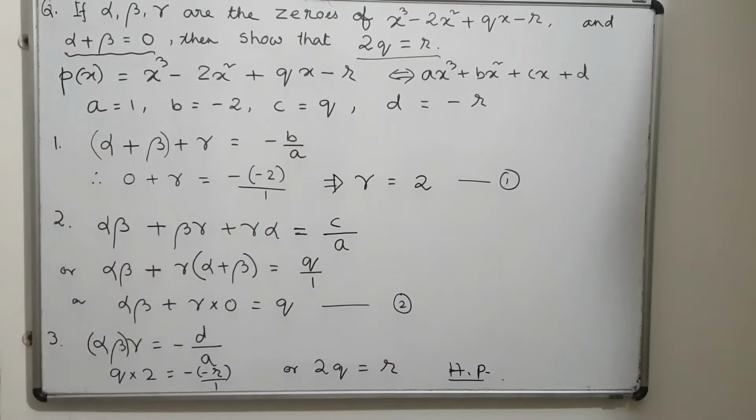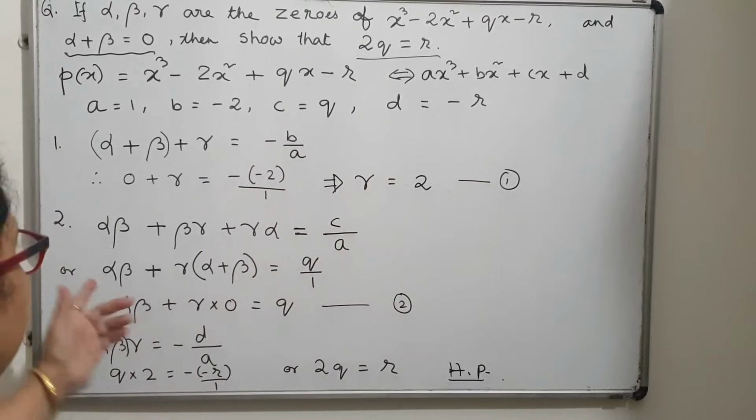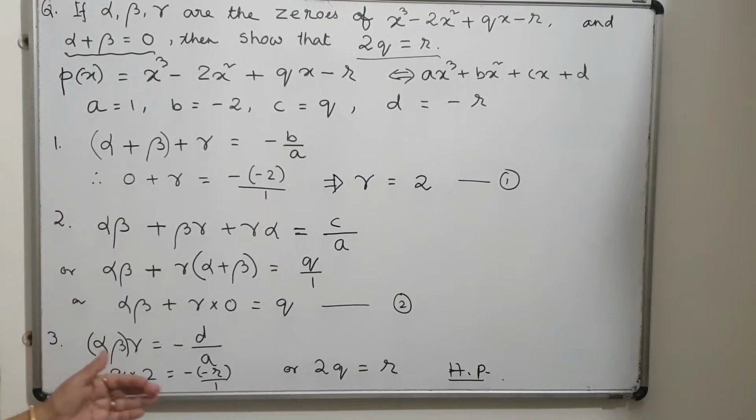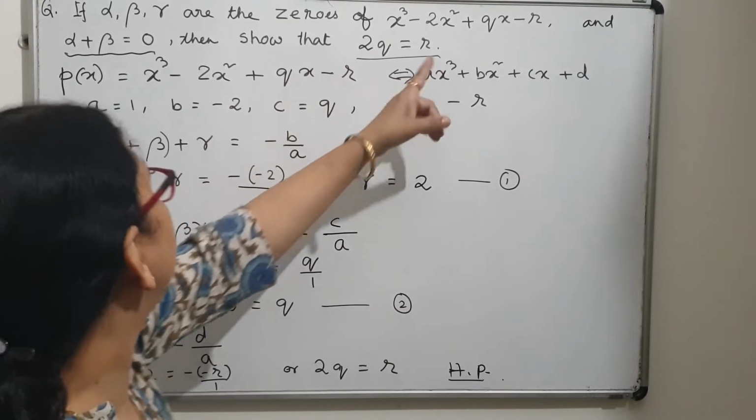So it is very easy if you can remember the relationships correctly. In this way, we can prove what is asked to prove.